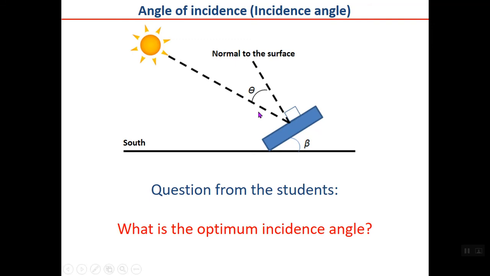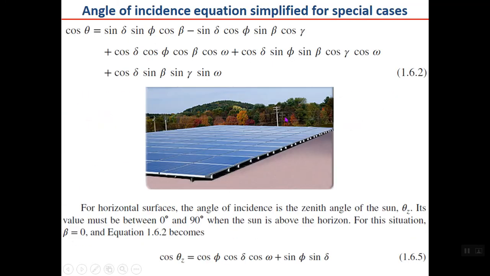Just think about that. Yes, you may be right. Actually, the best incidence angle, or optimum incidence angle, is the angle which makes the beam radiation normal to the surface, so theta should be 0 for the best case.